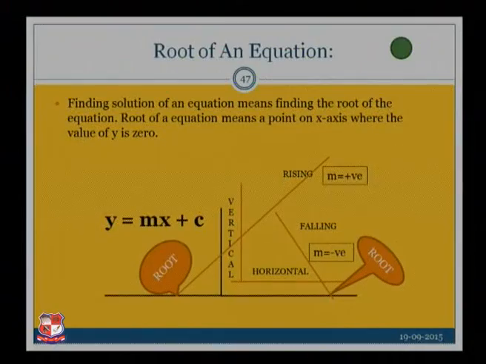Another thing associated with a line is the root. What is the root? What is the root? Anybody? The solution of that equation. Very good, very good. So, the solution of that equation. What is the geometrical interpretation? How does it look like? That curve or whatever it is. Can you draw some function and its root?